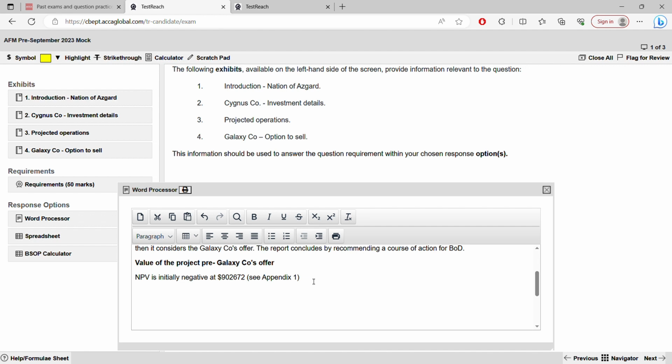After that, you have to write this. Just writing that net present value is negative and doing nothing about it is not enough. You have to write this would suggest they should not undertake the project. This is your recommendation. This would suggest that Cygnus company should not undertake the project.